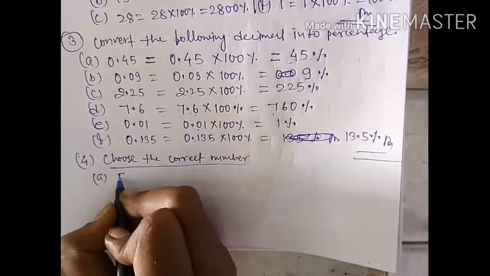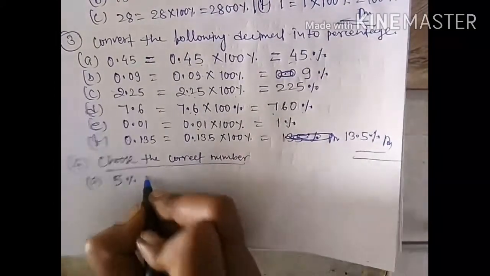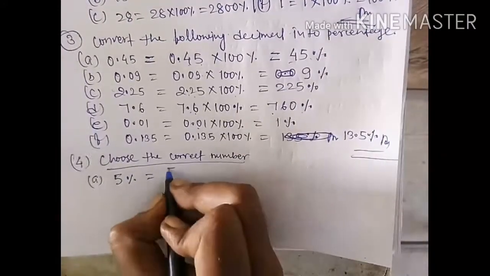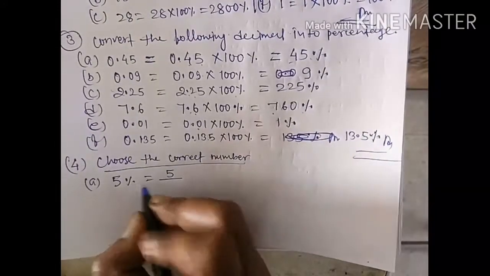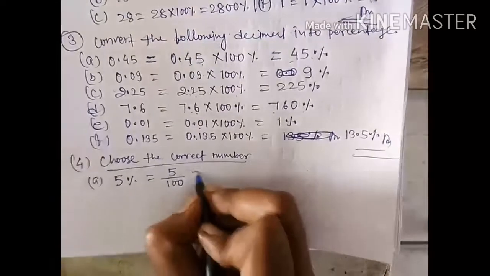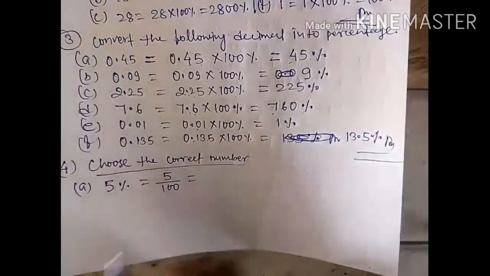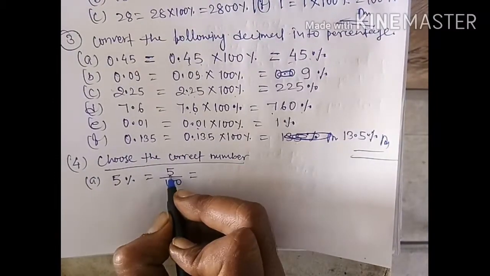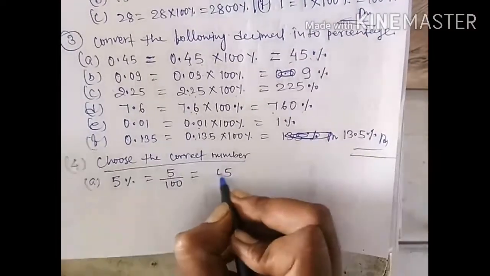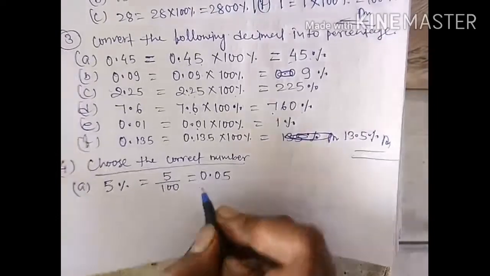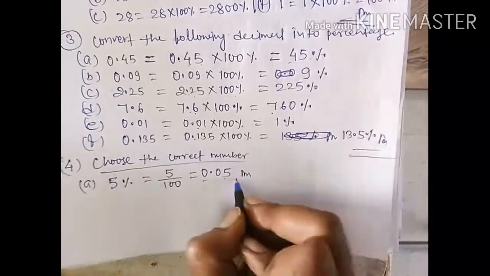In question number 4, here choose the correct number. First is 5%. So first you convert into fraction. So remove the percentage sign and divide by 100. When we divide any number by 100, then the decimal shifts 2 digits left, but here only 1 digit. So we take 1 zero and put the decimal. So the correct answer is 0.05.